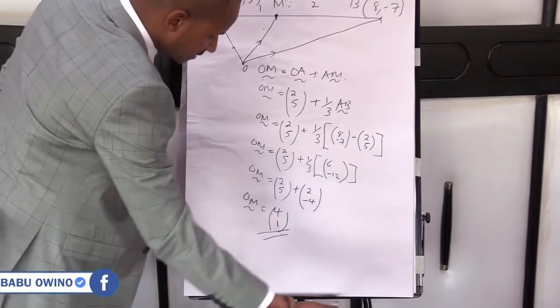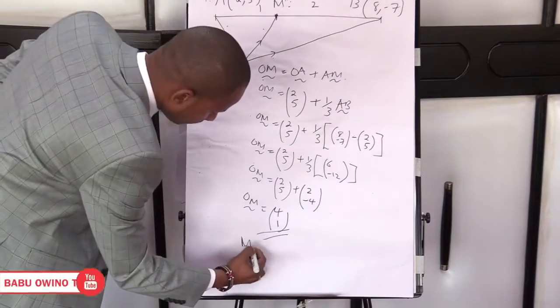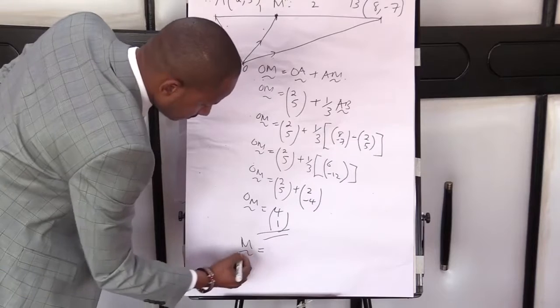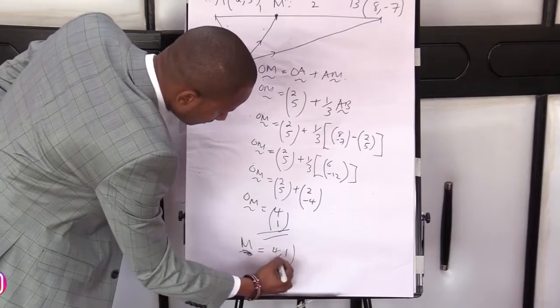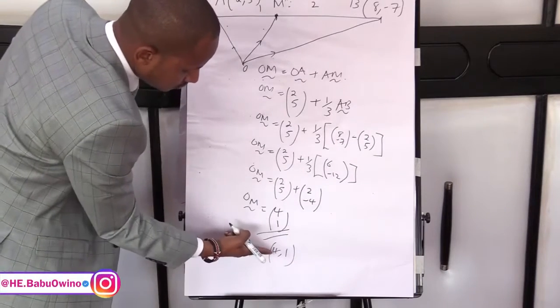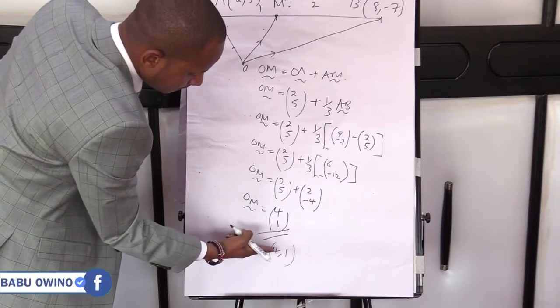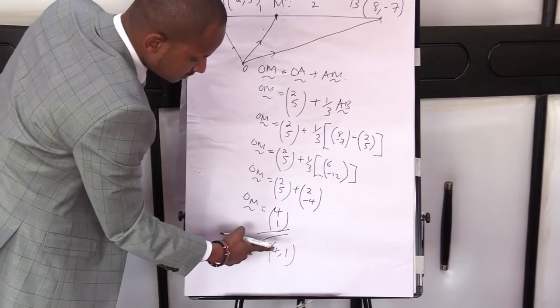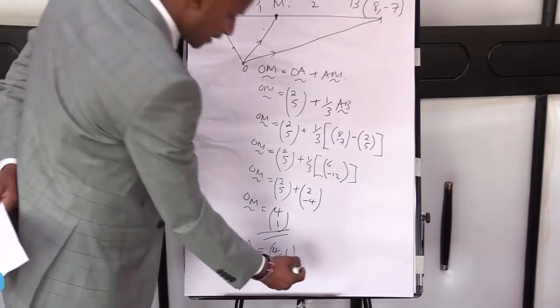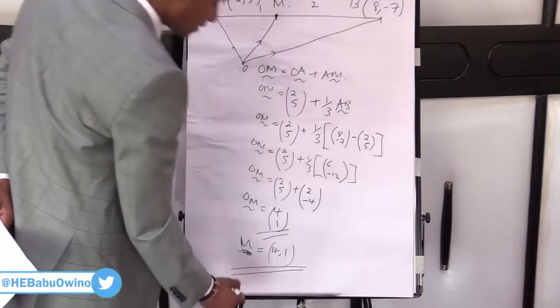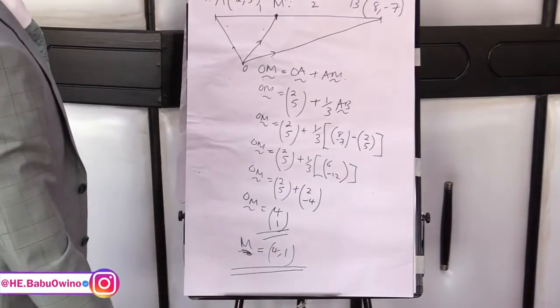The coordinates of point M is 4, 1. If you write in coordinates form, it is 4, 1, where 4 represents the value of the x axis and 1 represents the value of the y axis. So it's as easy as that.